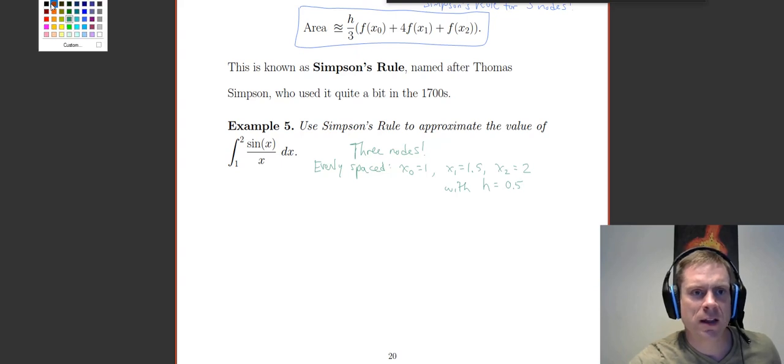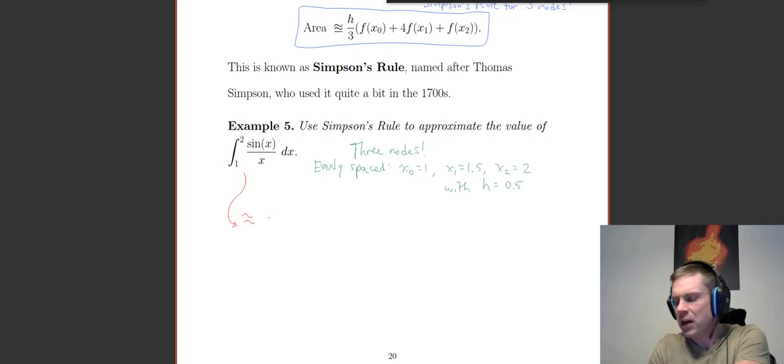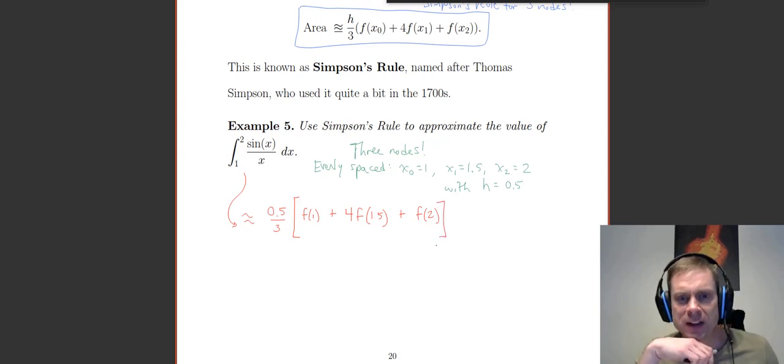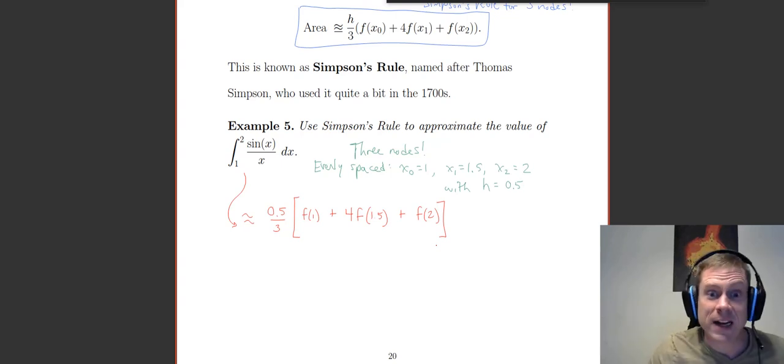I'll change to red, the good old math color. I'll say that this integral is approximately equal to h over 3, so it's 0.5 over 3, and then I'm going to multiply this by f of 1 plus 4f of 1.5 plus f of 2. And if we can evaluate those 3 things, we're good to go, okay? Our function is sine of x over x, so it's not a terribly hard integrand to work with. Again, just make sure by convention we're working in radians.